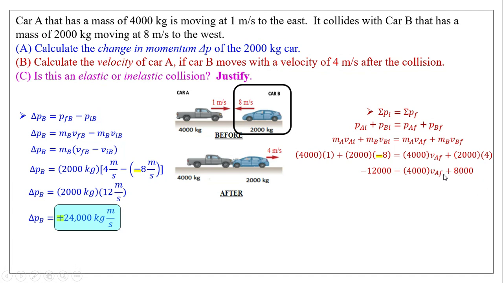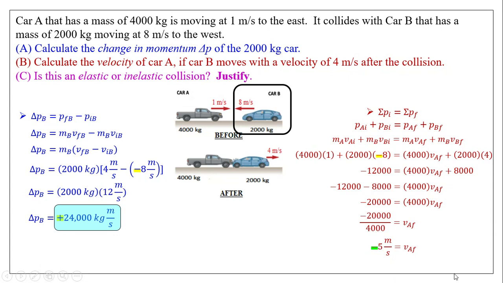So to get VAF by itself, the first thing I need to do is move this positive 8,000 to the left. So I'm just going to subtract that from both sides. Therefore, I have negative 12,000 minus 8,000 equals 4,000 VAF. I want to simplify the left side. Negative 12,000 and negative 8,000 will make negative 20,000. And then to get VAF by itself, divide both sides by 4,000.